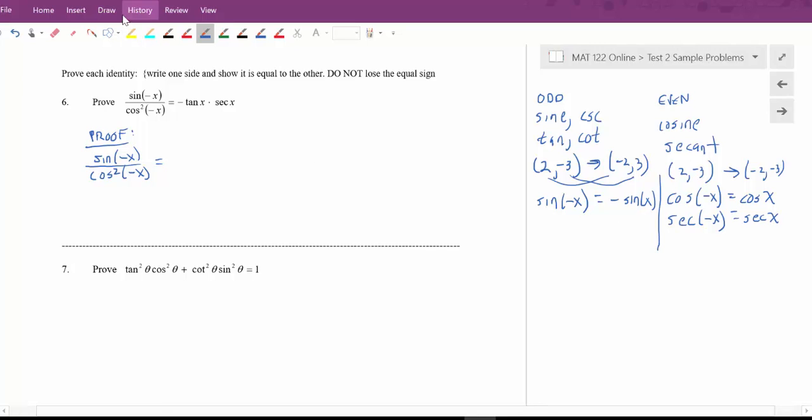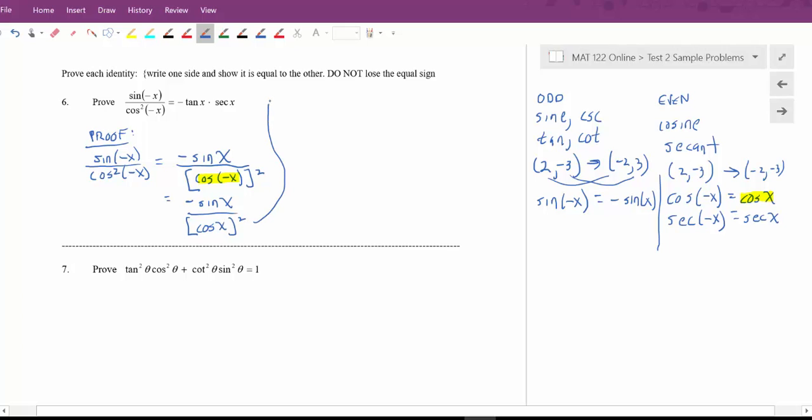So what we're going to do is replace sine of -x with what it's equal to. That's equal to negative sine of x. Now the bottom, I think you would be wise to write this as cosine of -x, the whole thing squared. Since cosine is an even function, the cosine of -x is going to be cosine of x. So your next step in your proof is negative sine x over cosine of x to the second power.